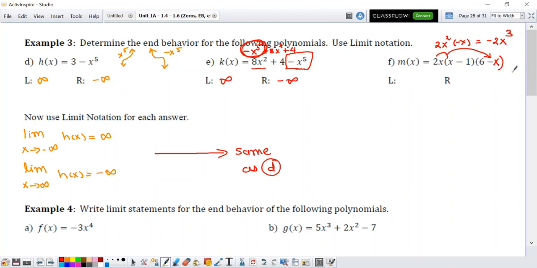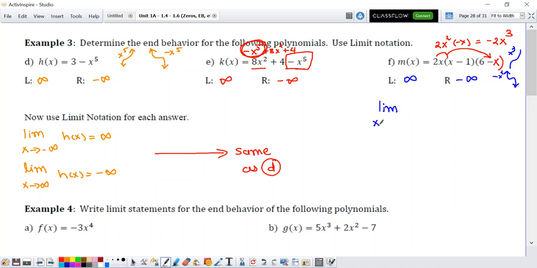You are not interested in the tail. You are only interested in the leading term. Leading term: 2x times x, x squared, multiplied by negative x. So now remember, x cube normally goes like this. Negative x cube is this, which means left hand is up, negative, right hand is negative.